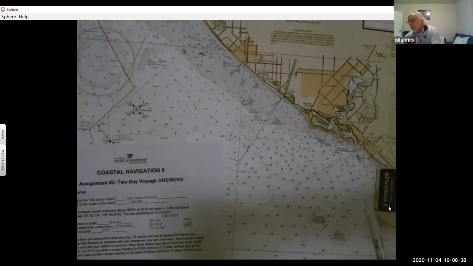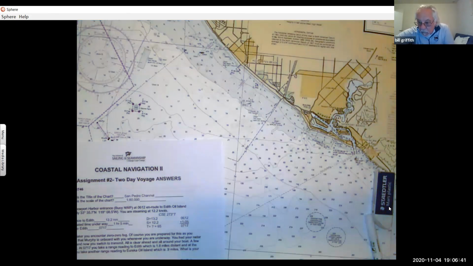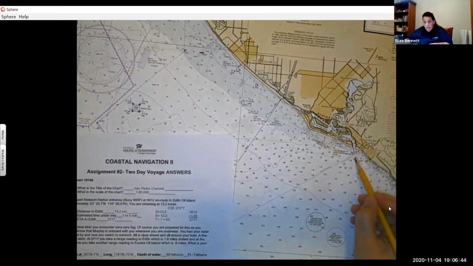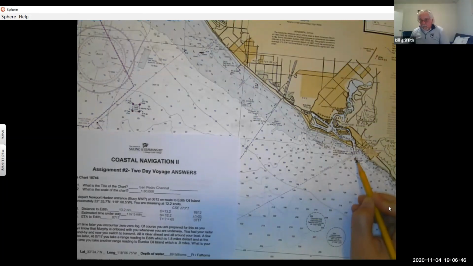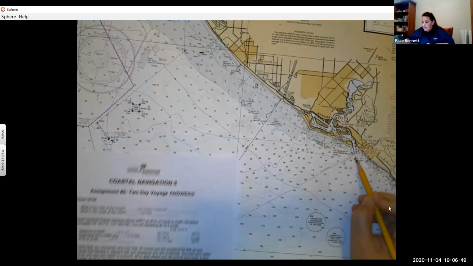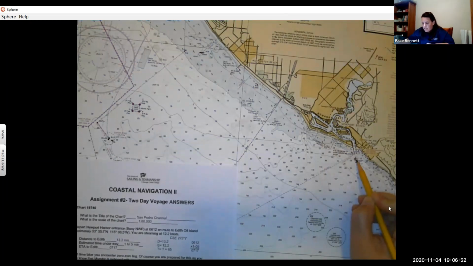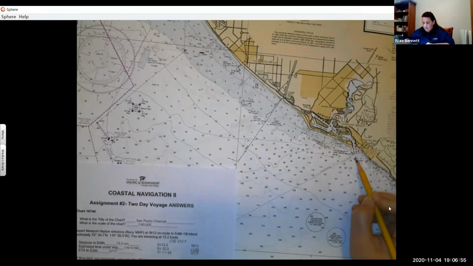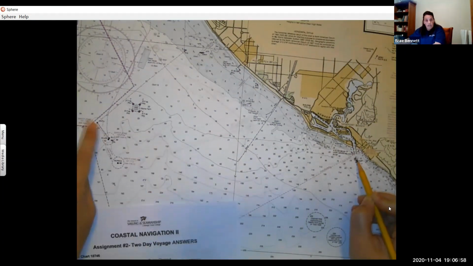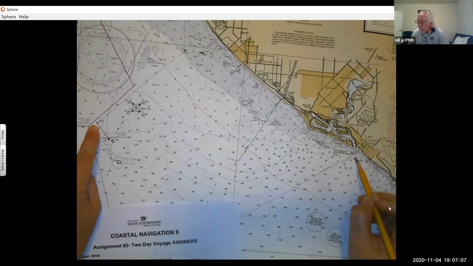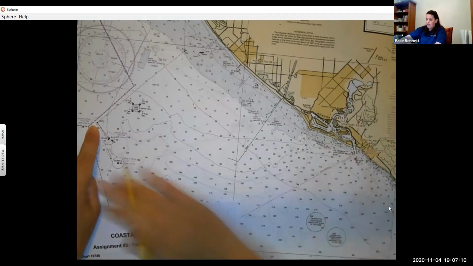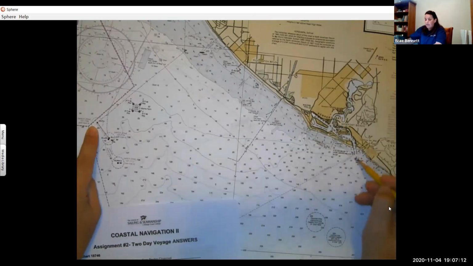Let me try to get the light on. There we go. We go from there at 6:12, and we're en route to Edith Oil Island, approximately 2.2 knots. So our Edith Oil Island is over here. We are going out for a fishing trip, and we will learn that we don't catch any fish. Spoiler alert. But we're going to plot a course from Newport Buoy to Edith. That's our first step.